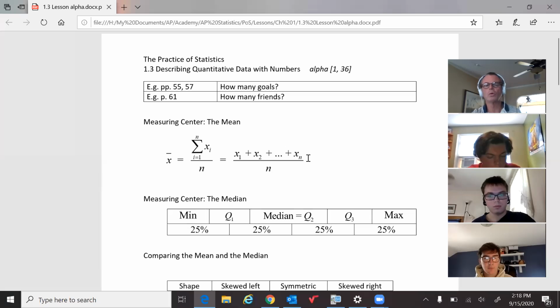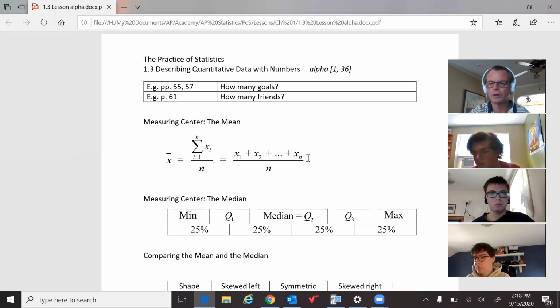Okay, so we're going to go over this. This is 1.3 alpha, and you're going to need to have your calculator. So if you don't have it right in front of you, reach for your calculator. We're going to do some things on there that we need you to follow.